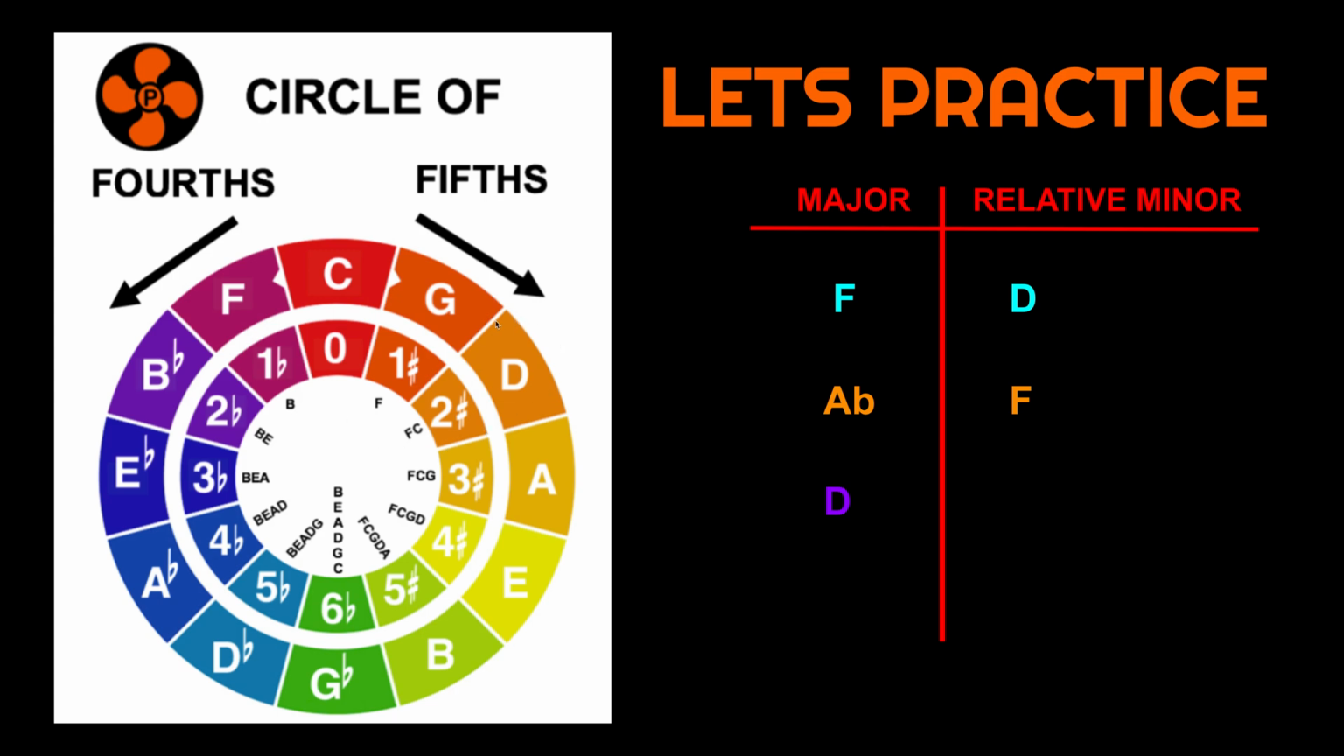Next one, D major. The 6th note of the D major scale is B. Both of those, D major and B minor, share the same key signature of 2 sharps, F sharp and C sharp. They are relatives. Here's the last one, E major, 4 sharps. Since the 6th note of the E major scale is C sharp, the relative minor is C sharp minor. So E major and C sharp minor both have 4 sharps in their key signature.